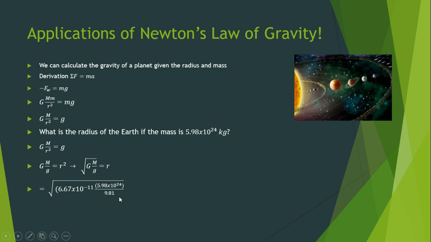So I would first multiply the top two numbers in scientific notation, then divide by 9.81, and I decided to use that because it's more precise than just calling the acceleration of gravity 10. And then we just take a huge square root of whatever this all equals, and you should get an answer of 6.38 times 10 to the 6 meters. And this is the real radius of the Earth.